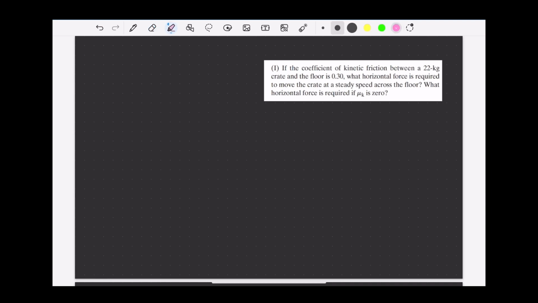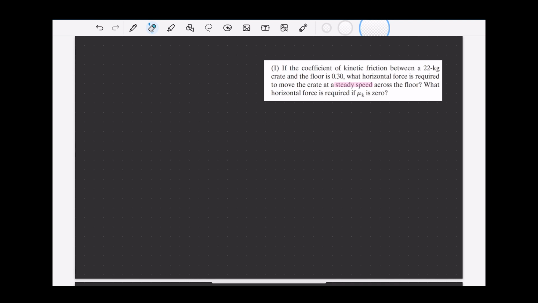All right, there's a couple things that I want to highlight really quick, because we are dealing with a situation in which a crate is going to be moving at a steady speed. That means constant velocity, no acceleration, and therefore no net force. So all of the forces acting on our crate in our free body diagram should be balanced. And that really helps us make decisions as to what's what.